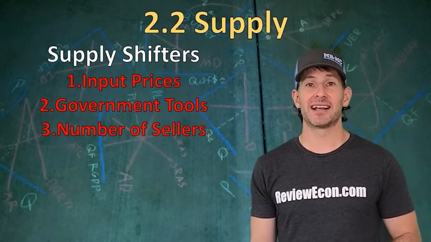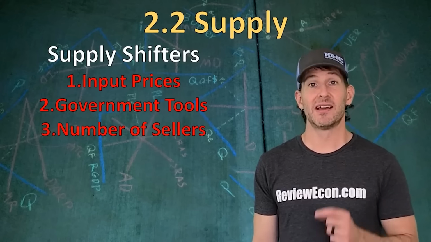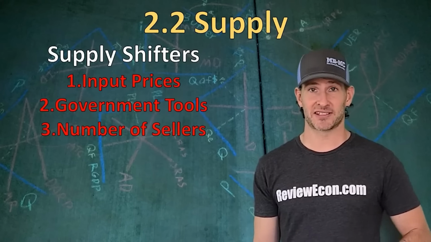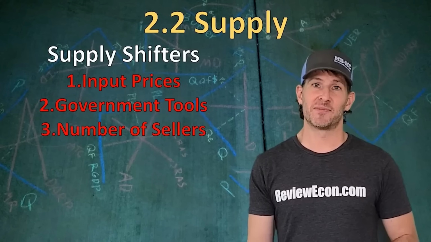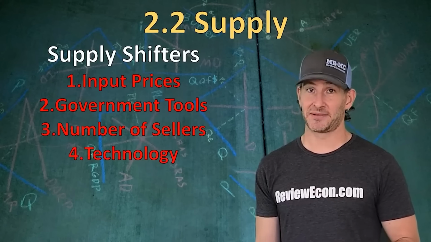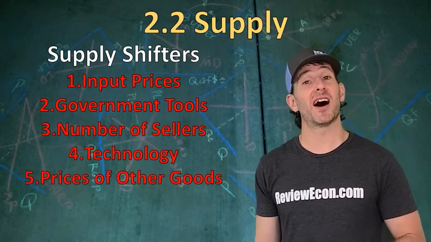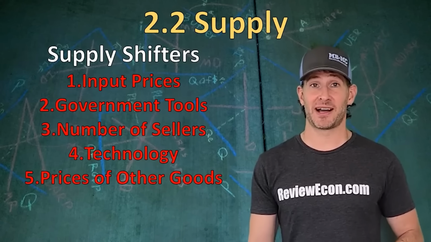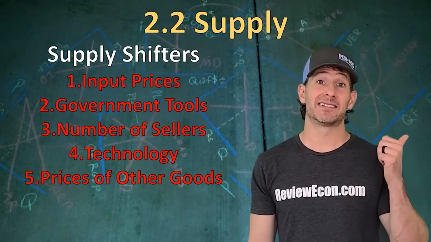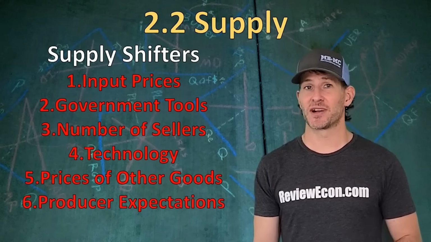The third thing we've got is the number of sellers. All right, sometimes people say competition for this one. An increase in the number of businesses that are producing a product will increase the supply. A decrease in the number of businesses producing a product will decrease the supply. The next one we've got is technology. Increases in technology also increase supply. Prices of other goods can sometimes impact supply as well. If the price of wheat goes up, farmers may make more wheat and decrease their supply of corn as a result. The last one is producer expectations.